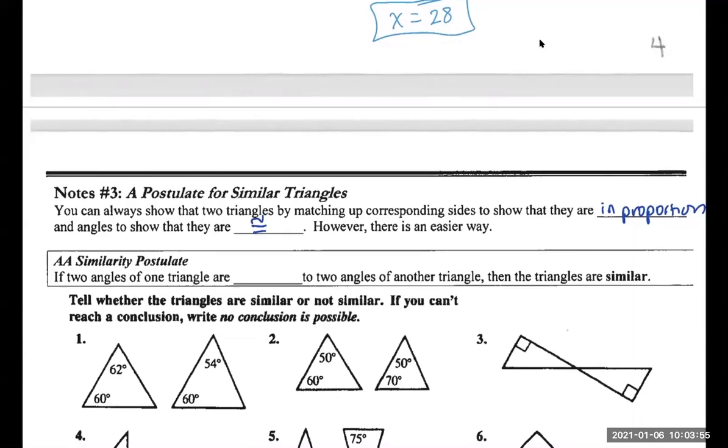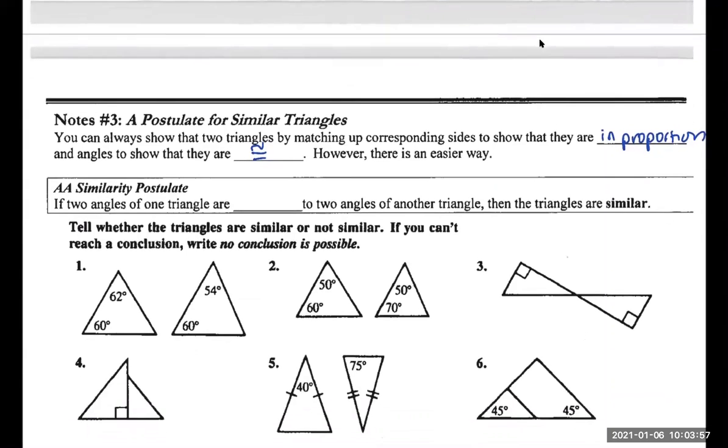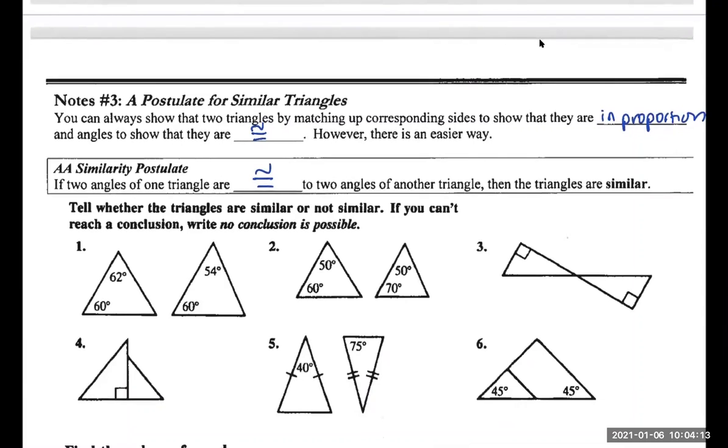Okay, and one of the shortcuts is if you know this AA similarity postulate, if you simply know that two angles of a triangle are congruent to two angles of another triangle, then you can conclude that the triangles are similar to each other. Okay, so if two angles of one triangle are congruent to two angles of another, then you can conclude that they're similar. So what we'll do is work through some examples below using AA.